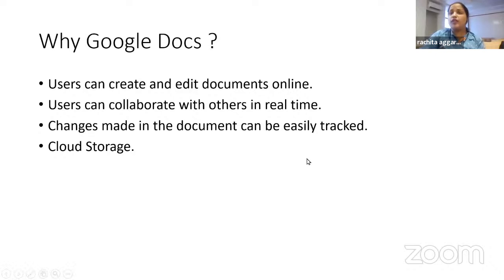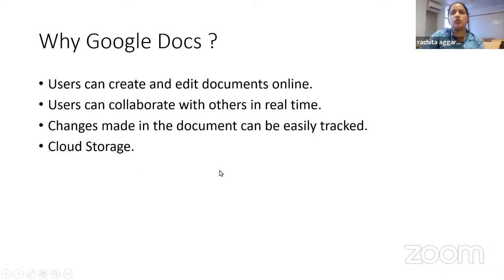Secondly, we can also collaborate with others. We can work in a team. Simultaneously, many people can work on a single document and make changes in it. Moreover, you can also track the changes that you have made. For example, if 5 people are working on the same document, then all the changes made by each person can be easily tracked when you are working on Google Docs. And lastly, last but not the least, it is based on cloud storage. So as I told earlier also, everything gets saved automatically.